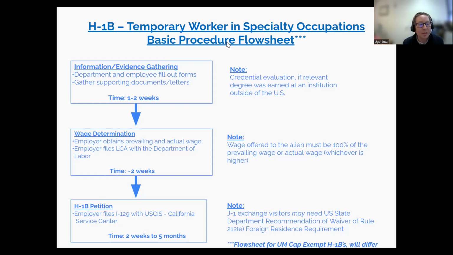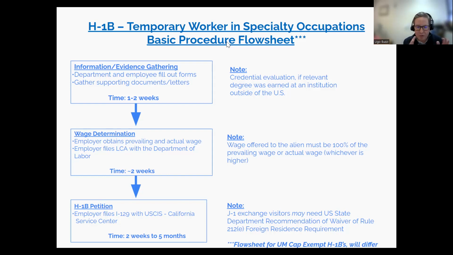Once that's determined, we are able to then file what's called the labor condition application, or what's known as the LCA. This is an application with the Department of Labor that simply certifies that we will pay you the higher of the actual wage or prevailing wage. That's filed online, and that takes exactly 7 days to come back certified from the Department of Labor.